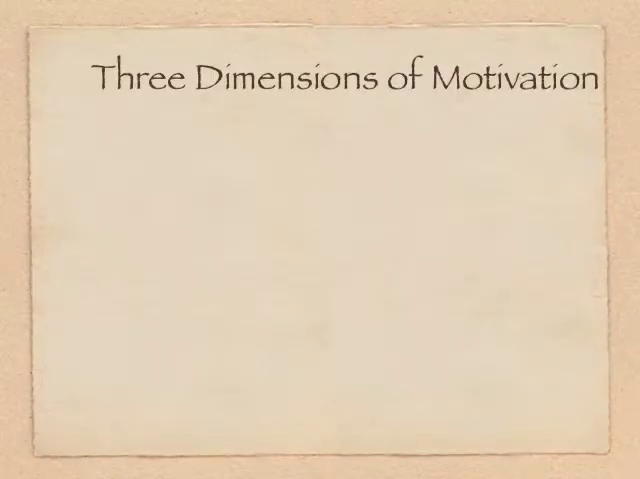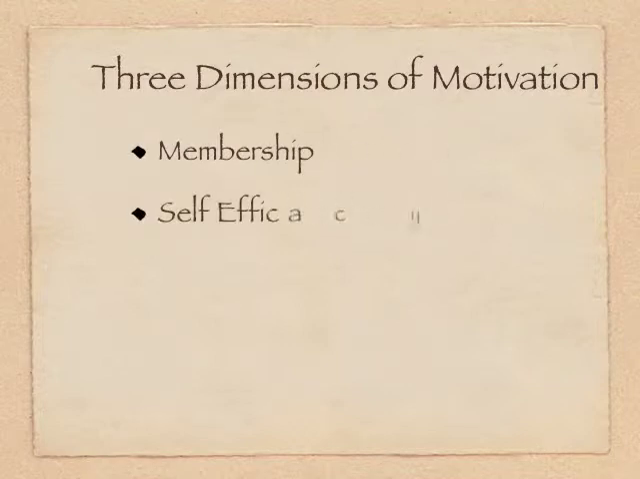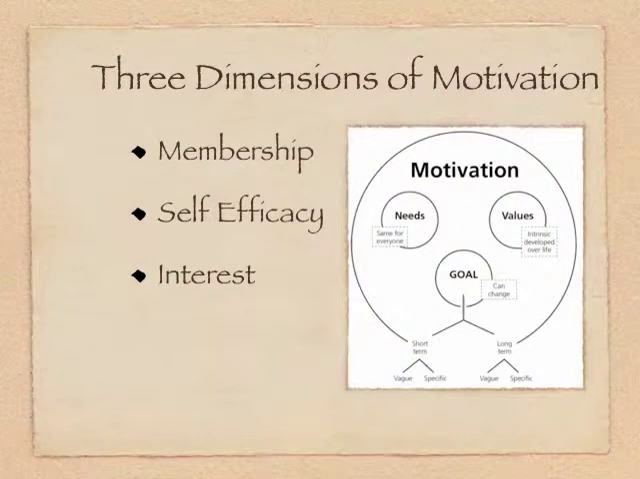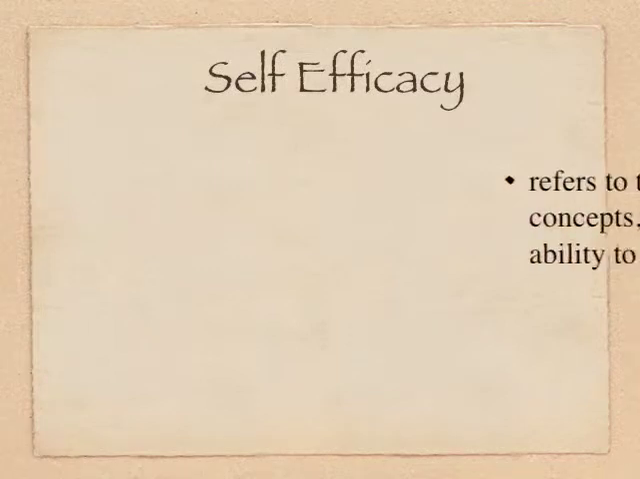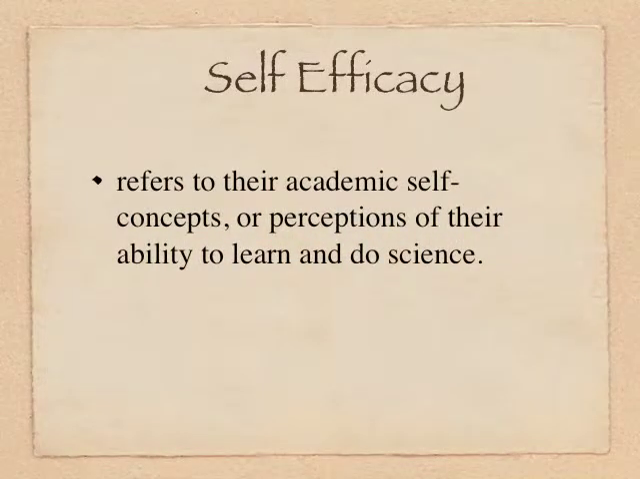Three dimensions of motivation are membership, self-efficacy, and interest. Self-efficacy refers to the student's academic self-concepts or perceptions of their ability to learn and to do science.